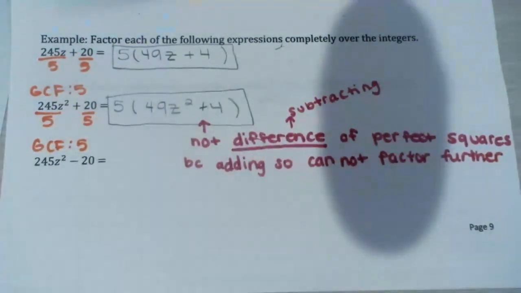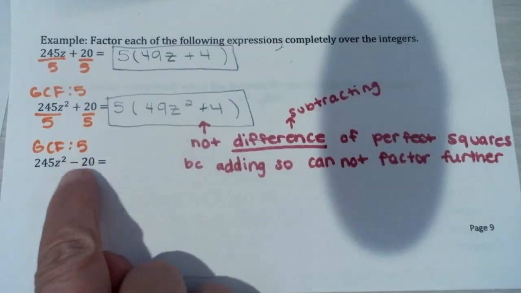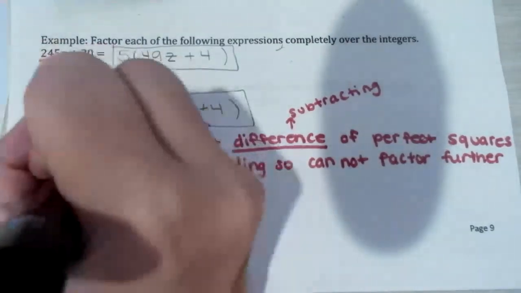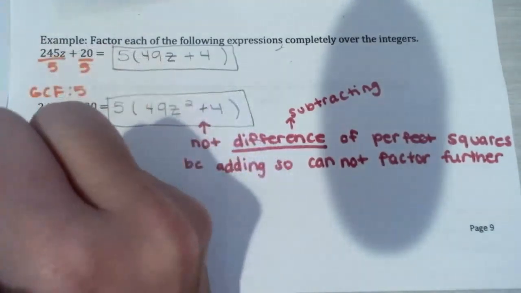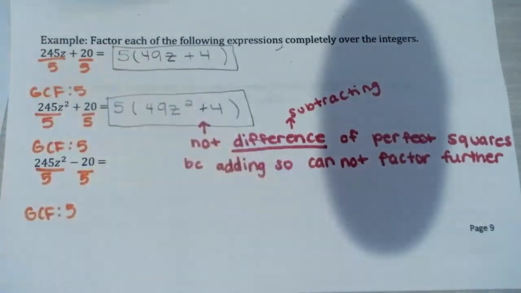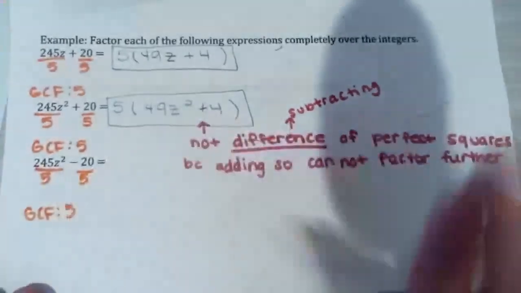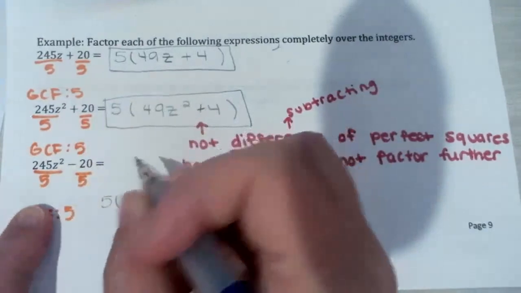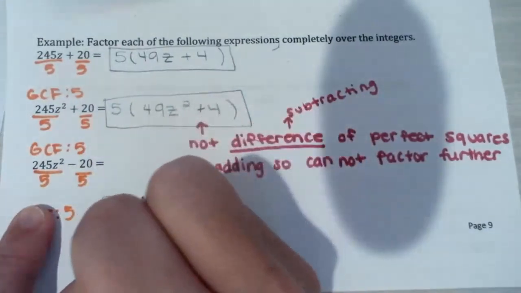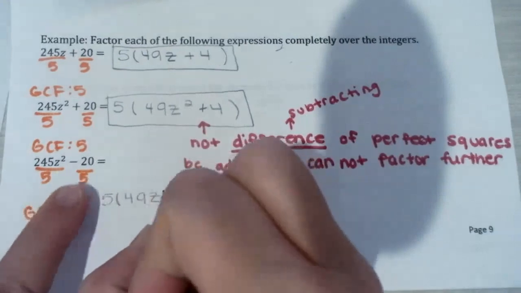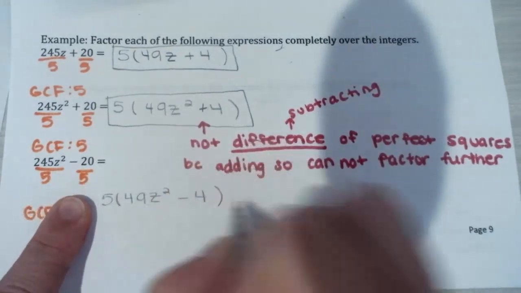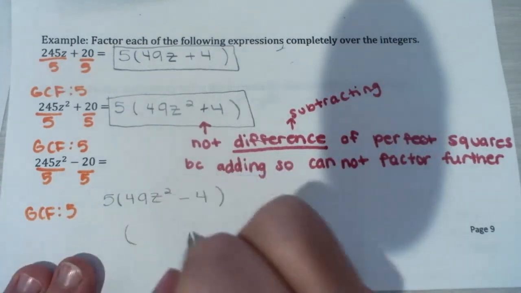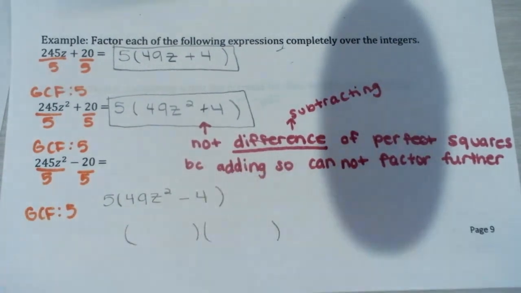All right, let's do this next one. 245z squared, now we have minus 20. So again, same GCF of positive 5. So factoring and dividing out that 5, we're left over with 245 divided by 5, which is 49z squared. Now negative 20 divided by positive 5 is negative 4. So now because we are subtracting, this is a difference of perfect squares. So we can go straight to our two factors.